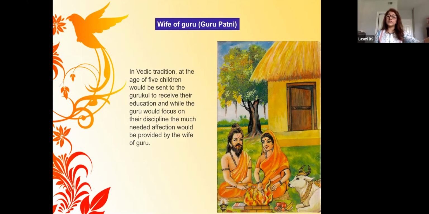While Guru would do this with all the discipline in place, what Guru Mata would do is give the needed affection to all the kids who are there in the Gurukul. So everything balances out. Guru is strict and Guru Mata is sweet, so it's a good combination for kids to stay there and learn and not miss the family much. So that's the second one, Guru Patni, which is wife of Guru.